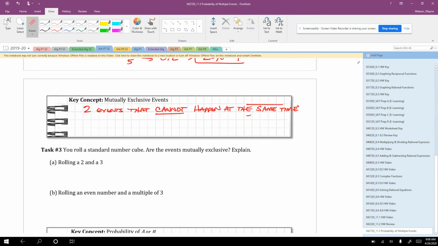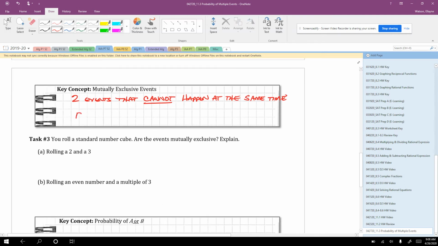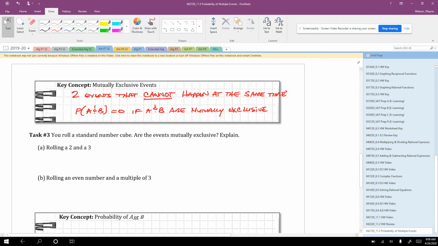Okay, so let me get rid of that. 2 events are mutually exclusive if they cannot happen at the same time. And why do we care? Because the probability of A and B is equal to 0 if A and B are mutually exclusive. Okay, and that just kind of goes by the definition, right? If 2 events cannot happen at the same time, then the probability of them happening at the same time has to be 0.